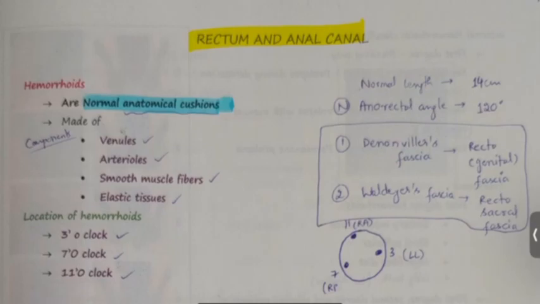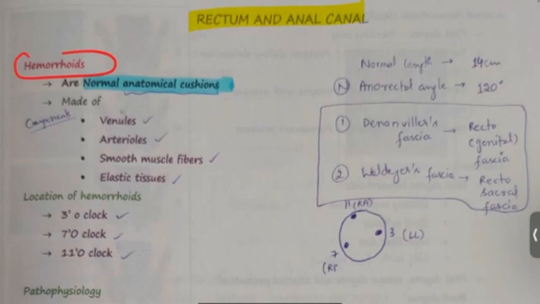Okay. So we'll be dealing with various pathologies related to rectum and anal canal like hemorrhoids, rectal prolapse, fistula in ano, fissure in ano, CA rectum and CA colon, and we'll end the session. Okay. So yeah, starting with hemorrhoids. Before we start with hemorrhoids, we need to know some basic anatomy related to rectum and anal canal. Okay. So what is the length of the anal canal?